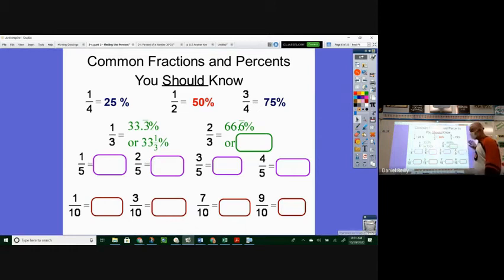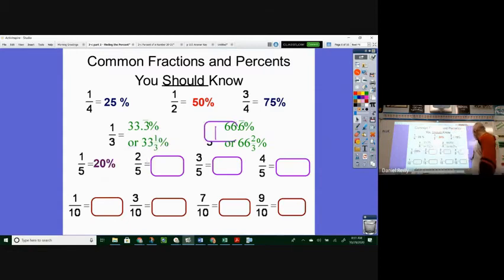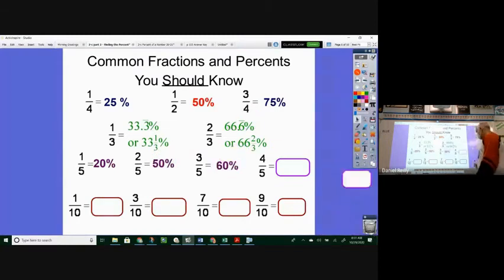If you put 2 divided by 3 in your calculator, you get 66.66666667 at the end of the display. Or as a fraction, 66 and 2/3%. These are ones that are really useful to know and that people sometimes have trouble with. How about fifths? 1/5 is the same as 2/10, 20%. 2/5 is 40%. 3/5 is 60%. And 4/5 is 80%. So those are nice ones to know.